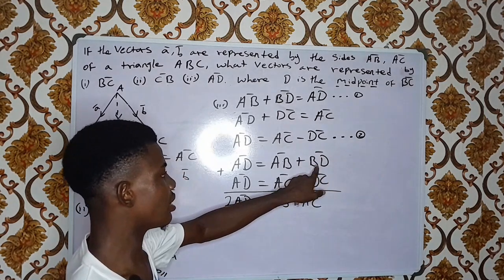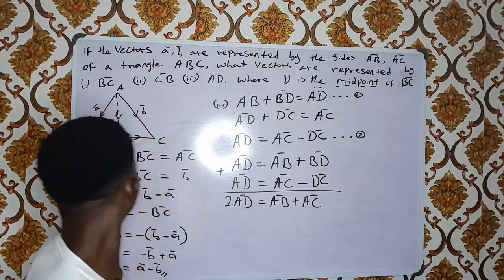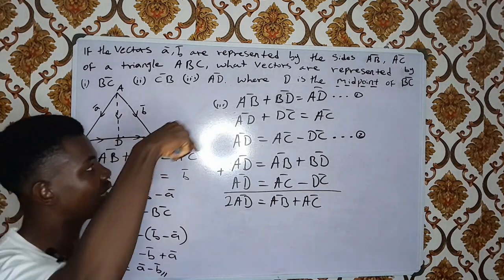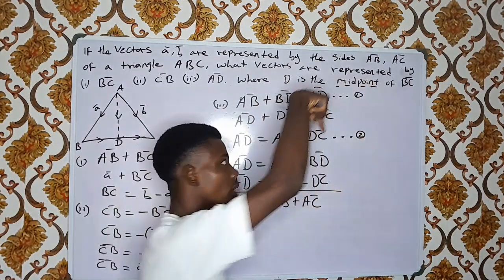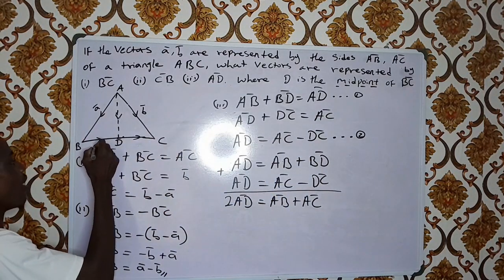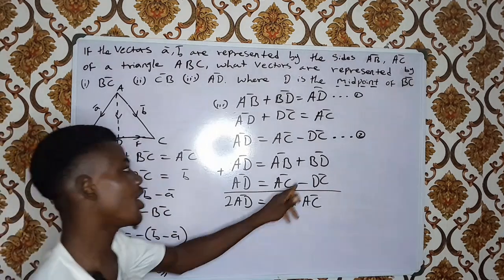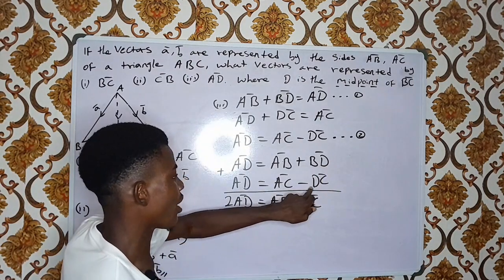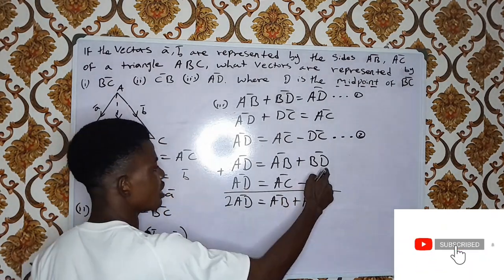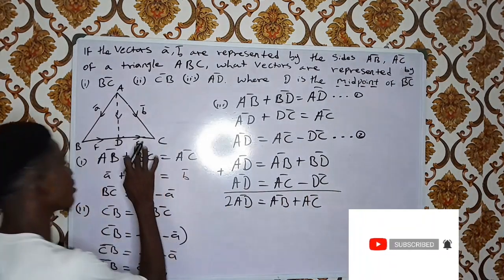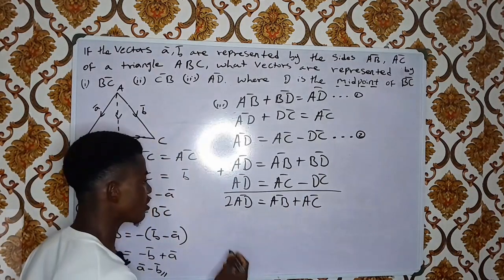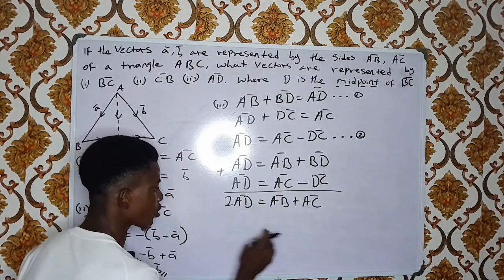Coming to this place, BD and DC. Over here, we have BD and DC. And remember that D is the midpoint that divides the two. If here is F and here is F also, if we have plus F minus F, it will give us 0. So BD minus DC will give us 0. Since it gives us 0, we leave it. We continue with this one.